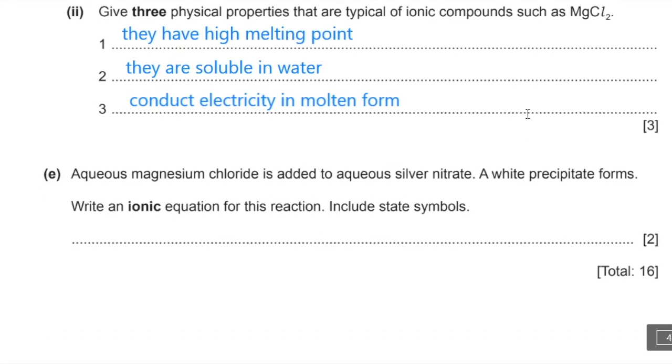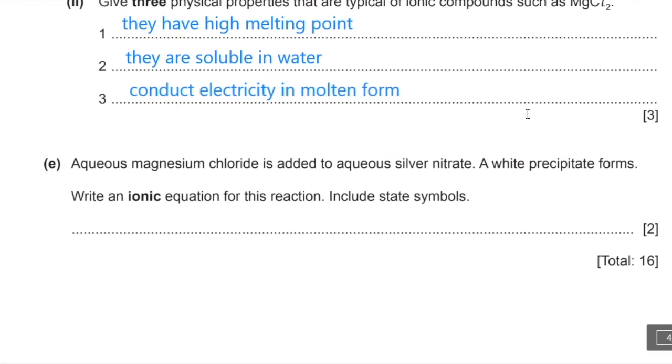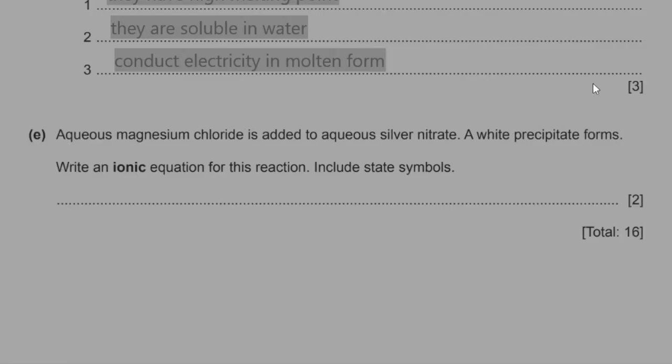Aqueous magnesium chloride is added to aqueous silver nitrate, and a white precipitate forms. So that white precipitate would be silver chloride. Write an ionic equation for this reaction. Include state symbols. Alright, you need to write down an ionic equation that includes the formation of the precipitate, which in this case is silver chloride, right?